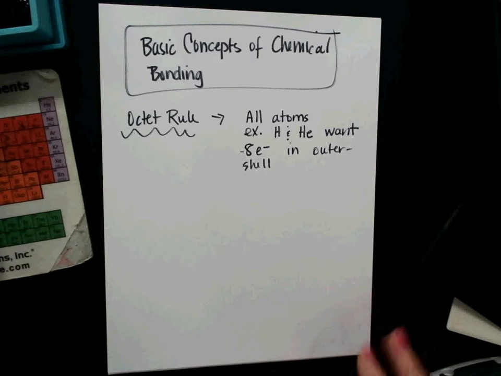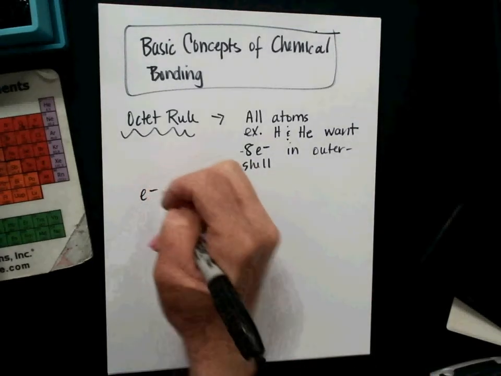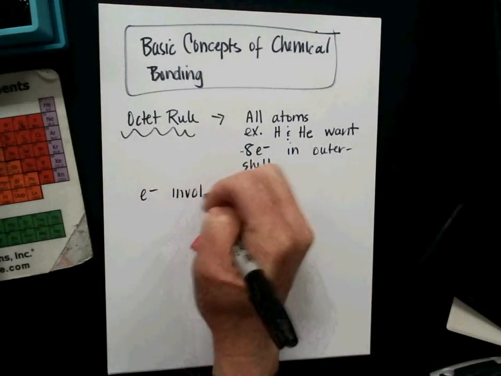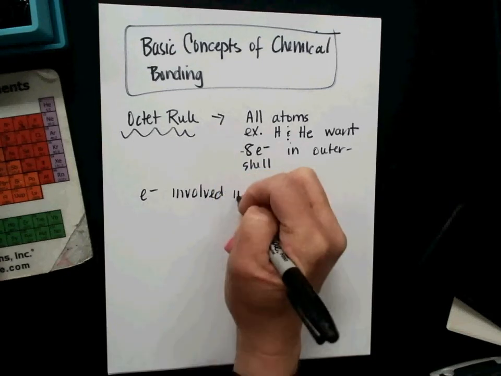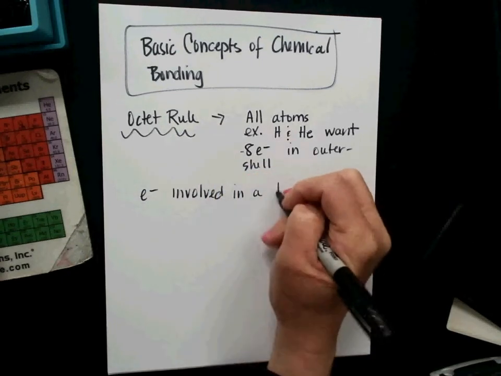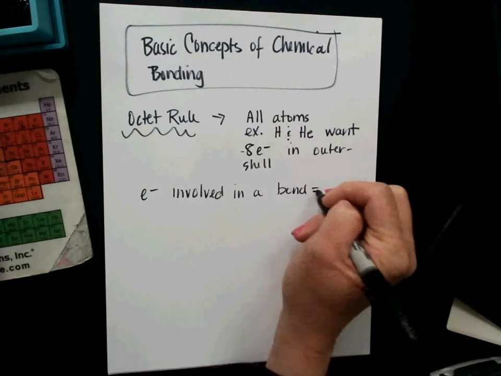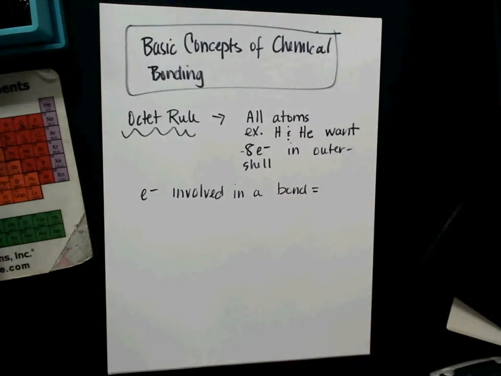Those electrons that are involved in a bond, do you remember what they're called? You should. What do I call those electrons that are involved in chemical bonding? Or which part of the atom holds them? What do we call that outer shell? It's another name for it. Valence. So we find them in the valence shell.